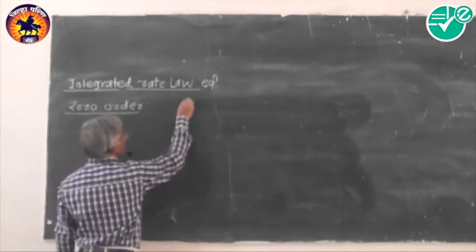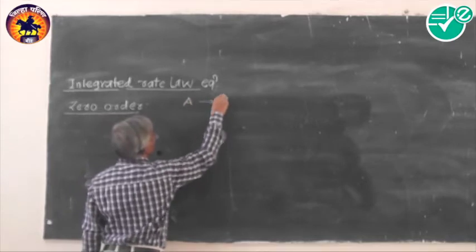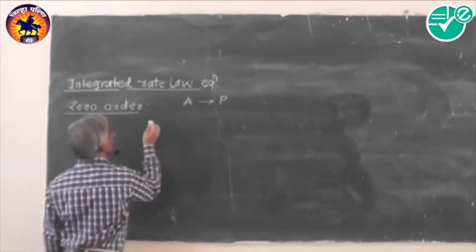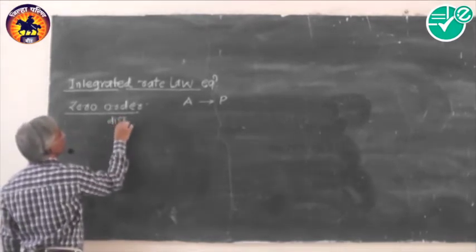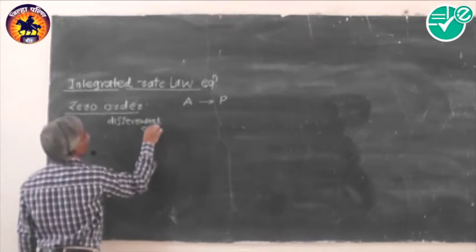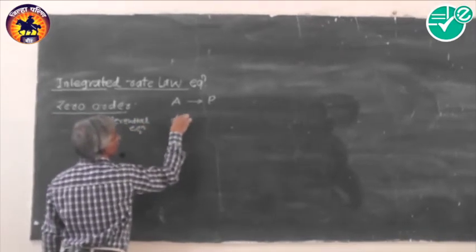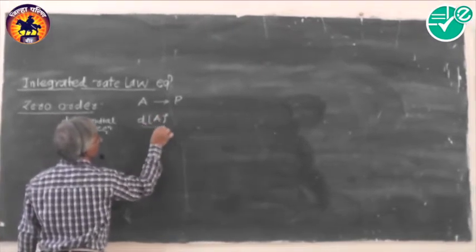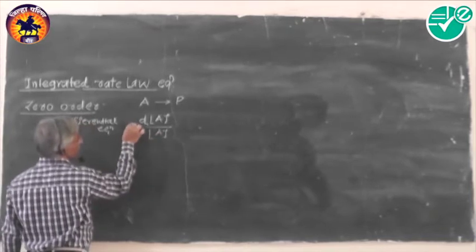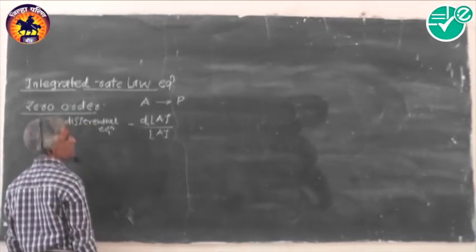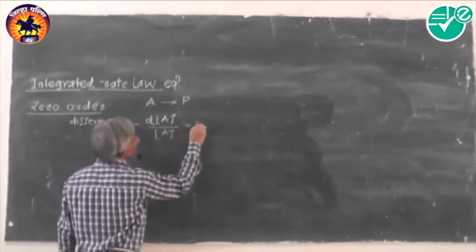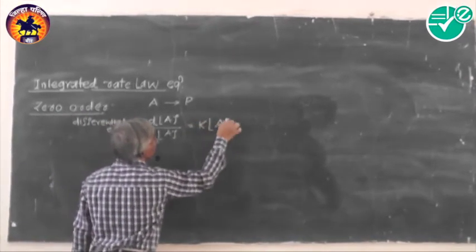First of all, consider a simple reaction A, reactant, to some product B. Now I will write the differential equation of this: the rate of change of concentration A with respect to time, and the rate with respect to reactant should be negative because concentration decreases. It is equal to k A raised to 0.